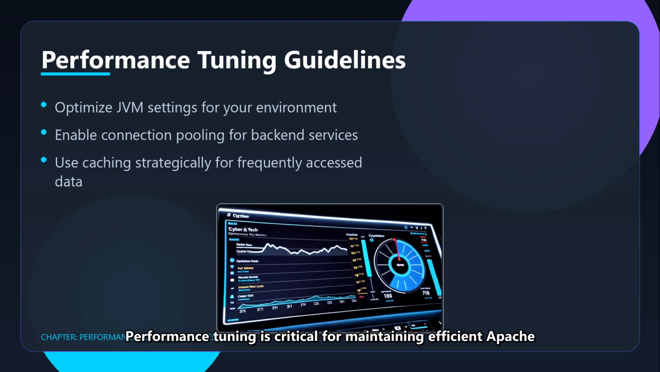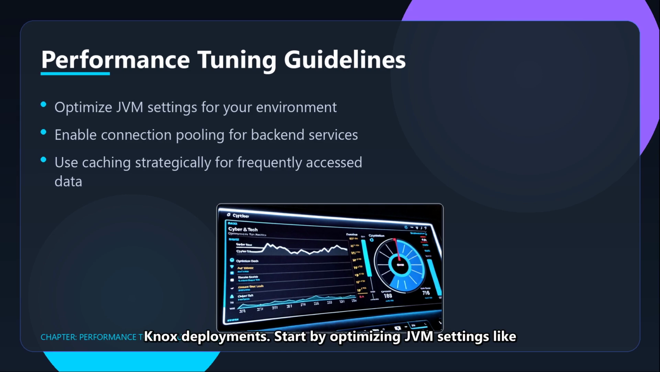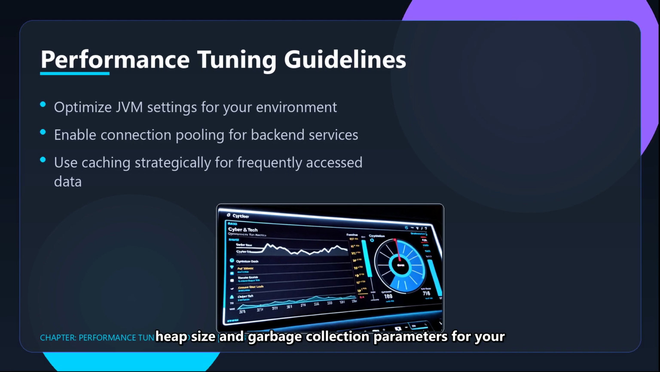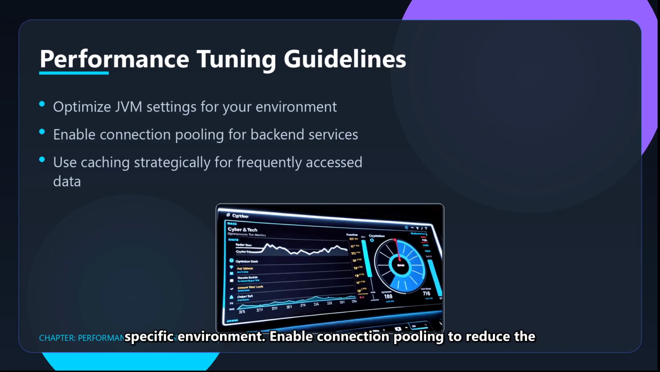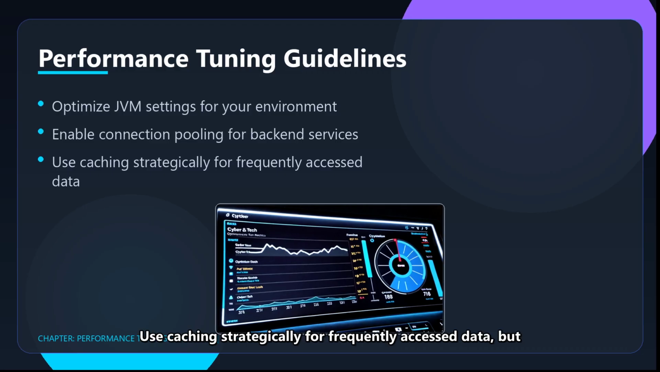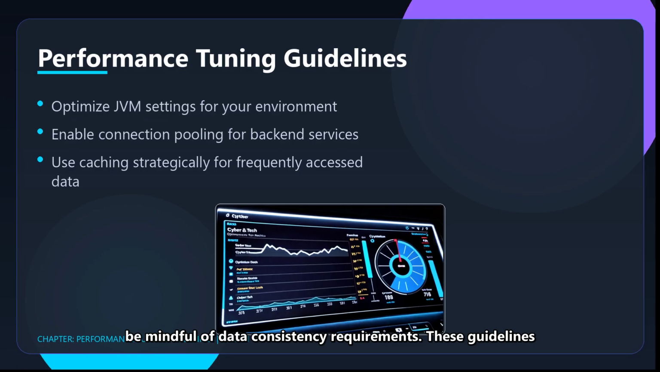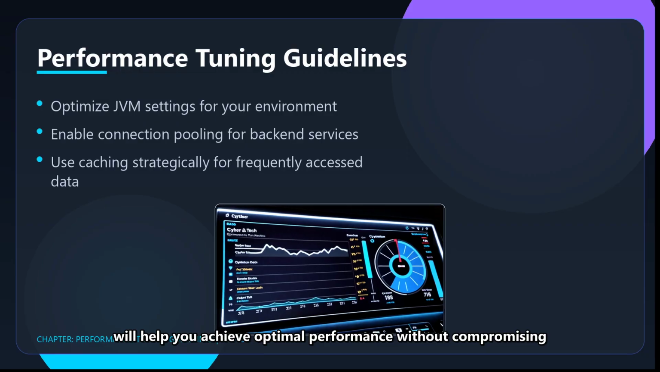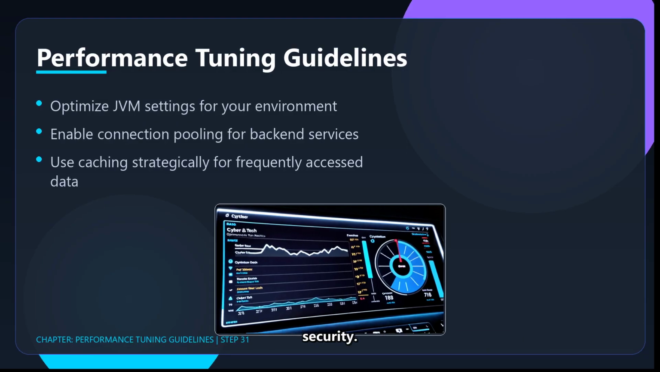Performance tuning is critical for maintaining efficient Apache Knox deployments. Start by optimizing JVM settings like heap size and garbage collection parameters for your specific environment. Enable connection pooling to reduce the overhead of establishing new connections to backend services. Use caching strategically for frequently accessed data, but be mindful of data consistency requirements. These guidelines will help you achieve optimal performance without compromising security.